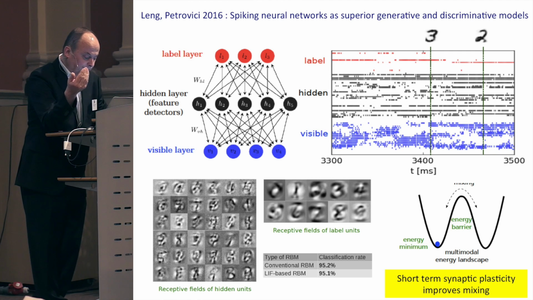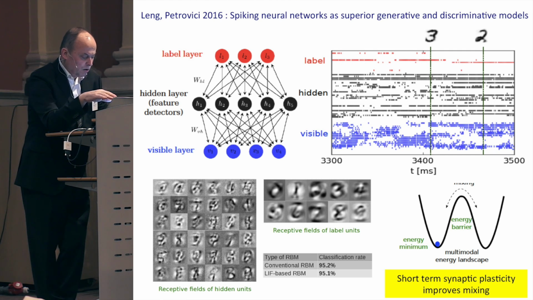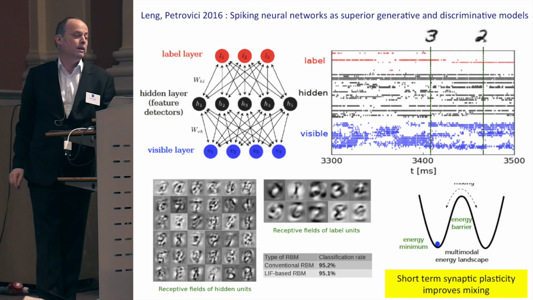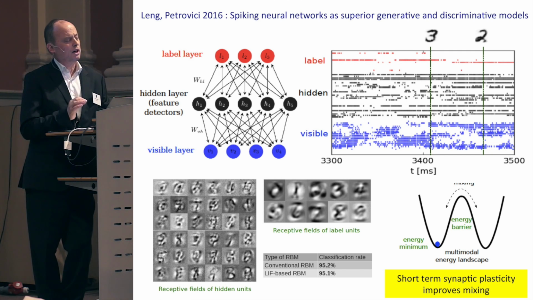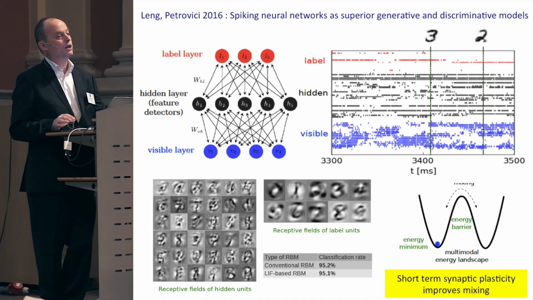What we have seen now is that biological principles, which people so far didn't really know what they are good for, like short-term plasticity, for example, or the high conductance state of spiking neural networks, actually improve the mixing. That means going over a barrier in a multimodal energy landscape. And that's very interesting because that may be the final answer why spikes are important for computing. Of course, there is the energy argument, which is always there. If you have sparse coding, you use less energy, that's all very interesting. But there may be a computational reason.